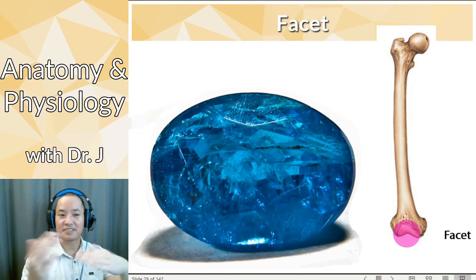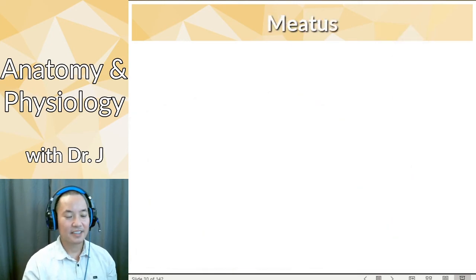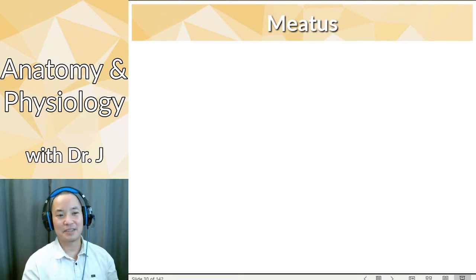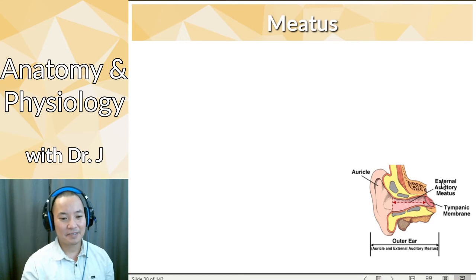So they're smooth surfaces. That's what we're talking about with facets. Some sort of smooth side on a bone. And then meatus. So what is a meatus? This is one of the other confusing terms. When you think meat, you think of something very solid, right? But meatus is actually a passageway. Another past student taught me this mnemonic, and I liked it. What we have here is an external auditory meatus.